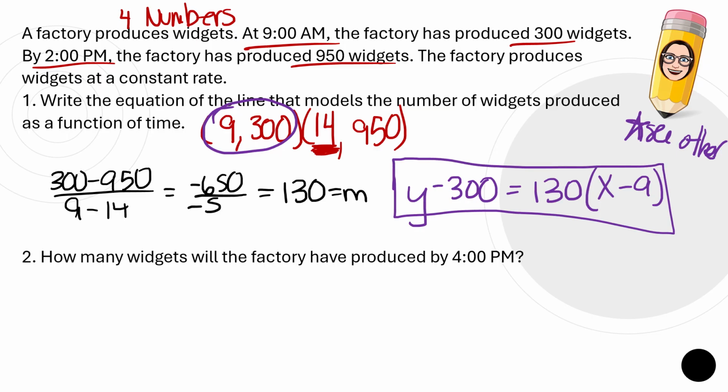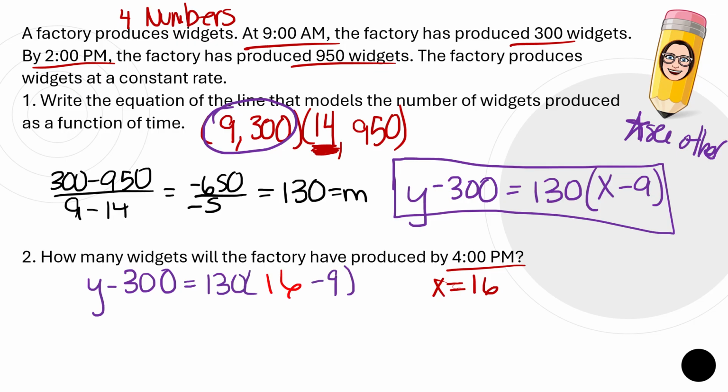Let's use the equation to find out how many have been produced by 4 p.m. Well, wait a second. We can't just plug in 4, because that would look like 4 a.m. So think of your clock. 4 o'clock would be, that's right, 16. Our x, our input, our time is 16. So if I take my equation and instead of x, I'm going to fill in 16.